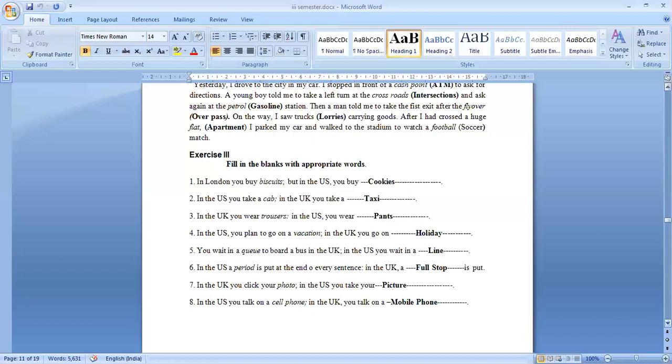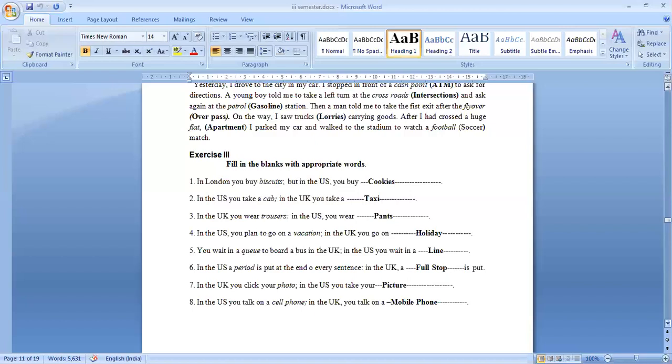The sixth sentence: In the US, a period is put at the end of every sentence. Here, the word period in American English refers to a punctuation mark where we end a sentence, where we stop a sentence. There, the Americans put a period, a dot. After that, a new sentence begins.